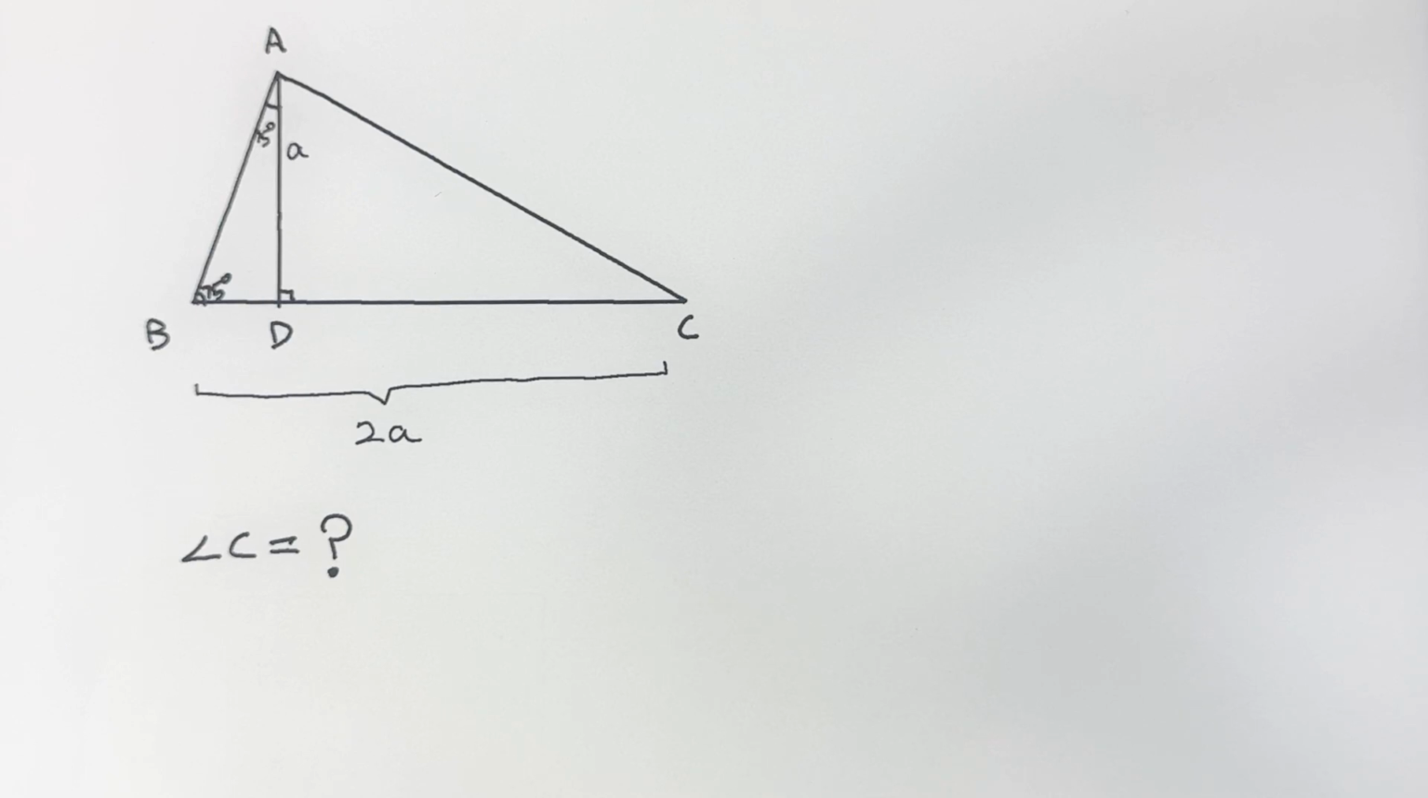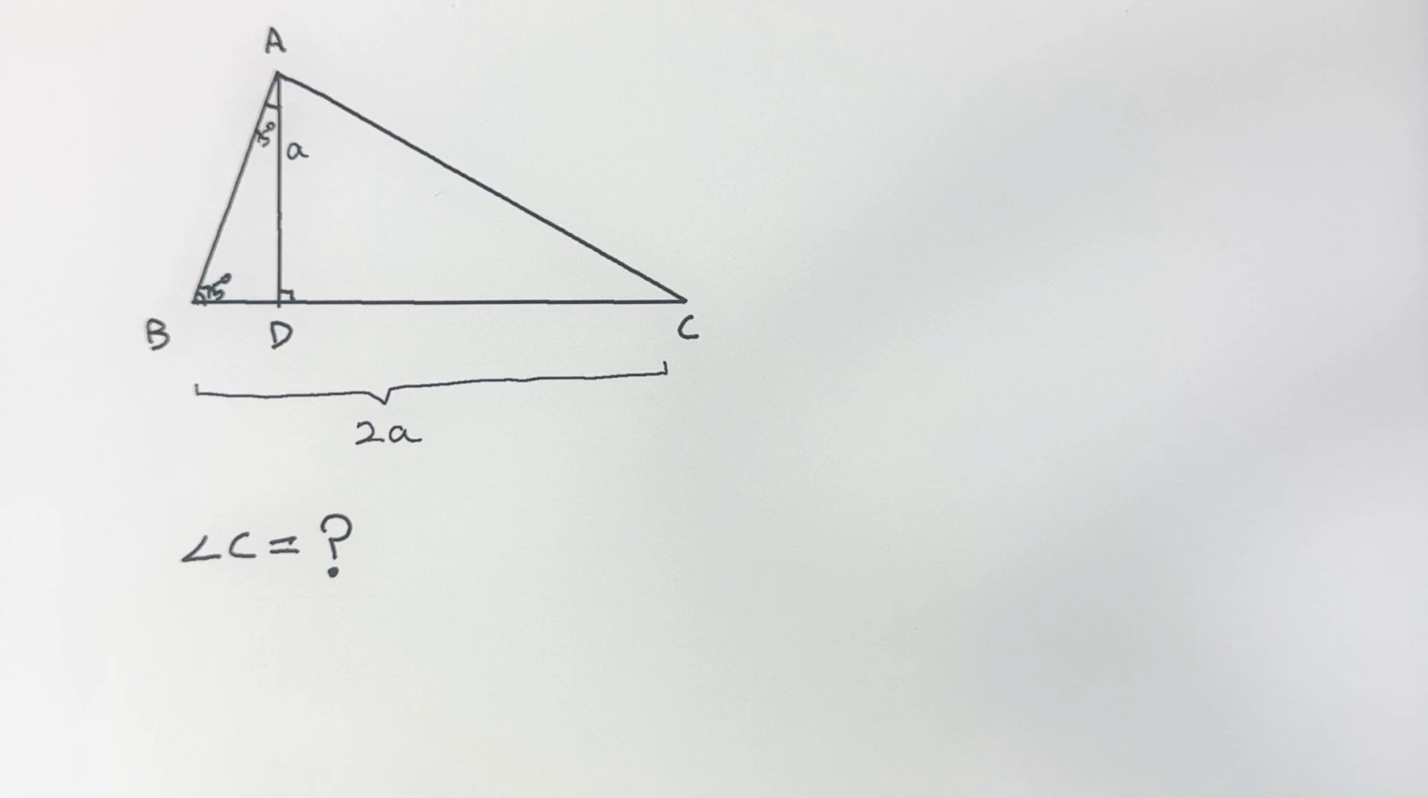In this problem, we are given that in triangle ABC, AD is perpendicular to BC. Angle BAD equals 15 degrees. Angle B equals 75 degrees. AD equals a. BC equals 2a. Find the measure of angle C.